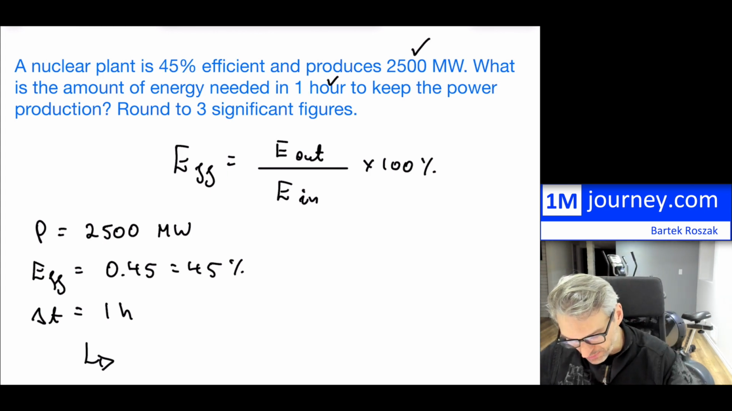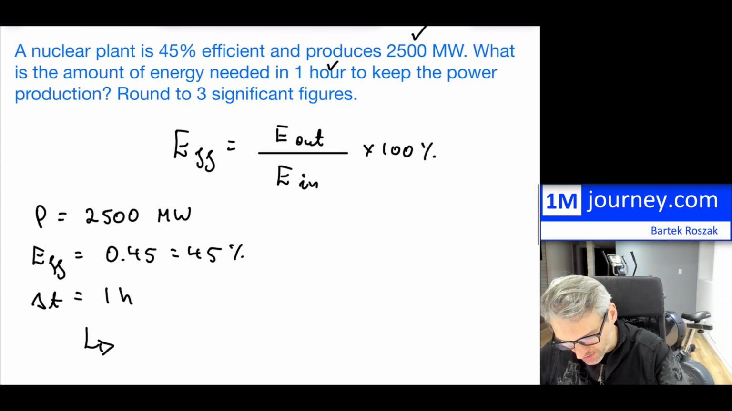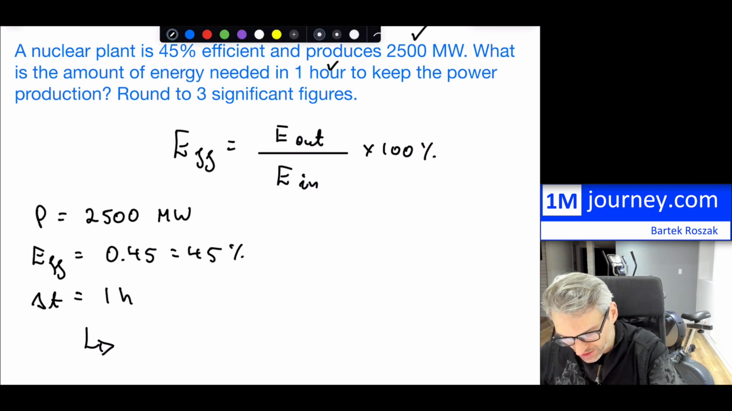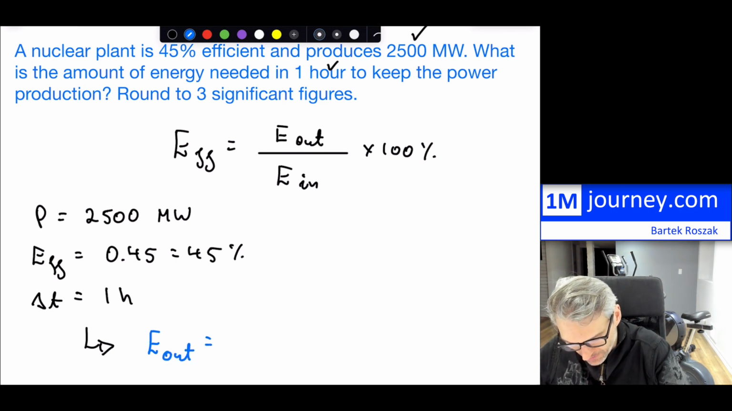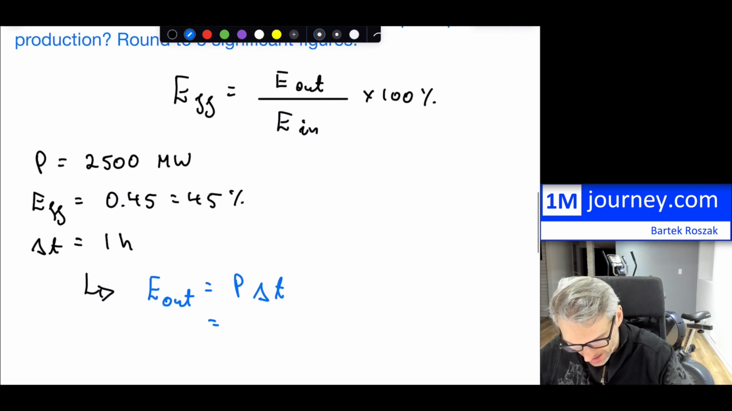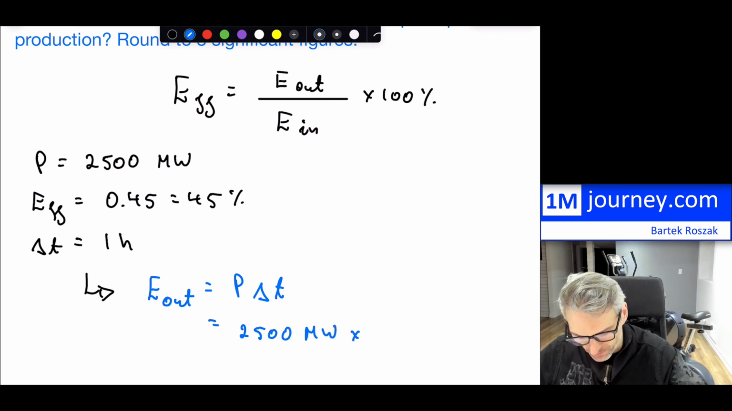Now, they provide us in here, so notice we have the total time and the total power. So technically, we can just change this all the way through, and we can say, all right, well, what is the energy out? It is equal to the power multiplied by the time, in this case for the 1 hour. So this is going to be 2500 megawatts multiplied by.